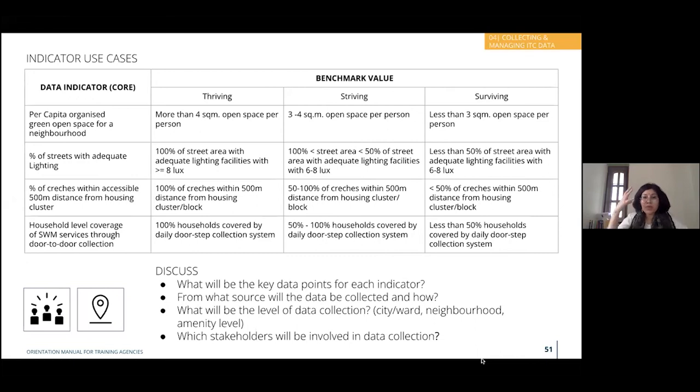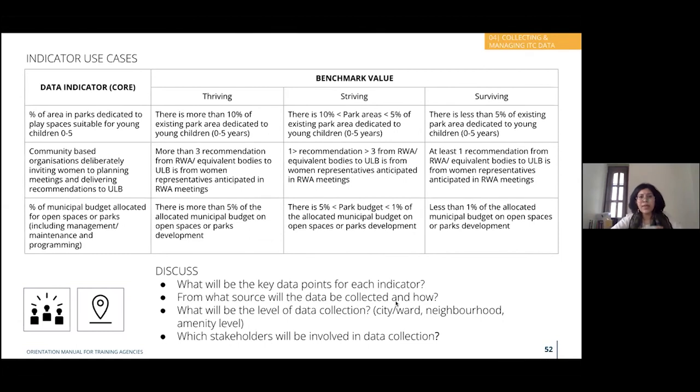So these were just some examples, and this exercise, I think, is also important when you work with cities and when you train cities. Take a few examples of indicators and ask the cities, do they have this information? Where will they collect this information from? That can help them think about where and how they can start this process of systemic data collection. There is one more we can take. Let's take this one, percentage of municipal budget allocated for open spaces or parks.